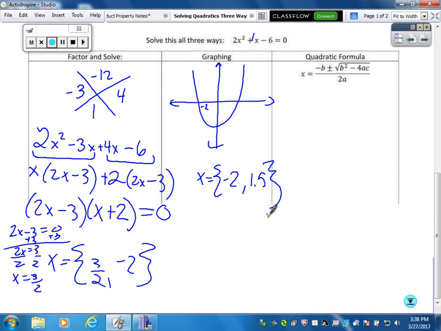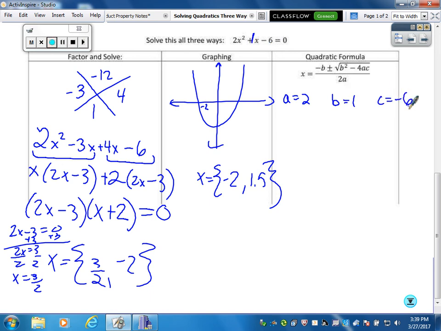Alright, one other way that you could solve this same thing, so we know what the answer is already, but another way you could solve it is with your quadratic formula. So here it is again, it's -b plus or minus the square root of b squared minus 4ac all over 2a. So we're going to pick out what a is, that's our 2. We're going to pick out b, which is a negative 1. And we're going to pick out c, which is a -6.